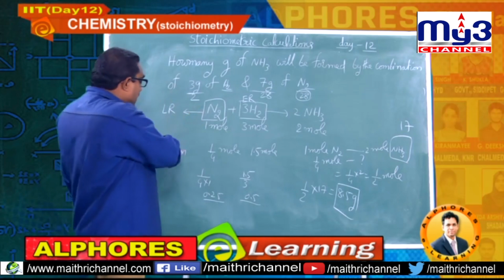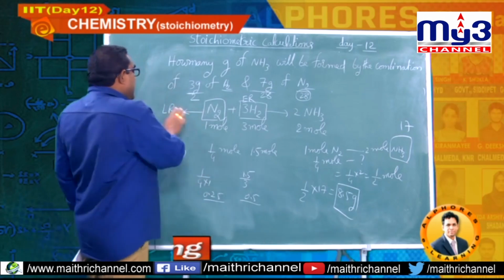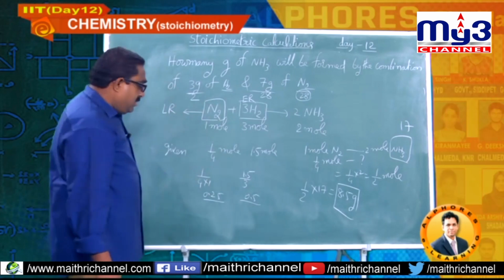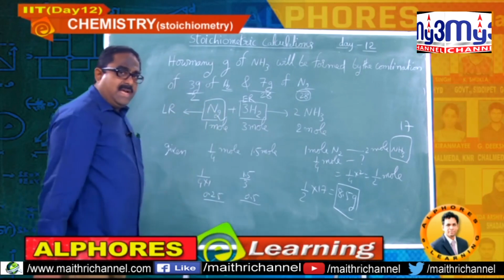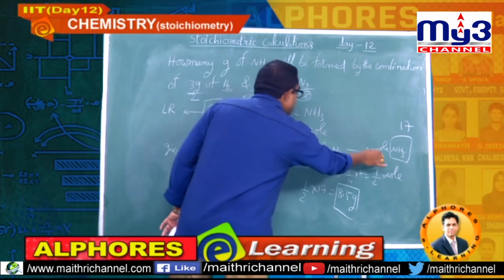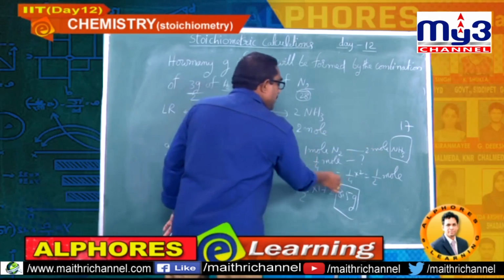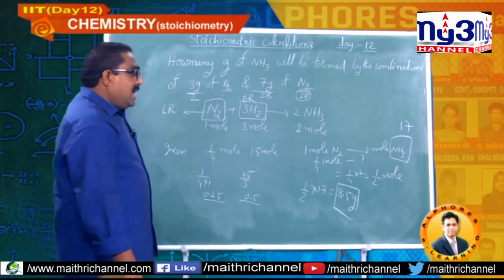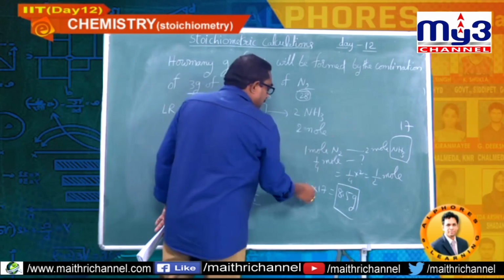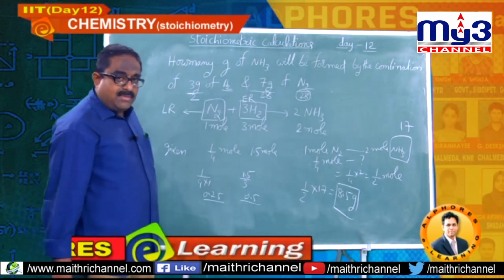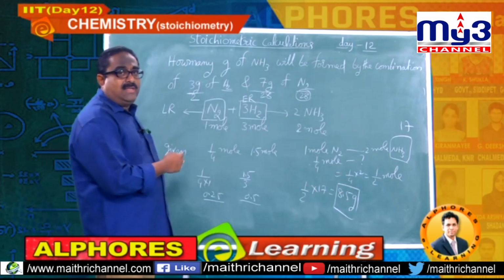What did I do? First I fixed the limiting reagent by dividing given moles with stoichiometric moles. So, this I have fixed as limiting reagent, and then the normal procedure. 1 mole nitrogen gives 2 moles ammonia. 1/4 moles gives 1/4 into 2, half mole ammonia. And then ammonia molar mass 17, I have converted mole into mass, 1/2 into 17, that is 8.5 grams. Please note it down, students.